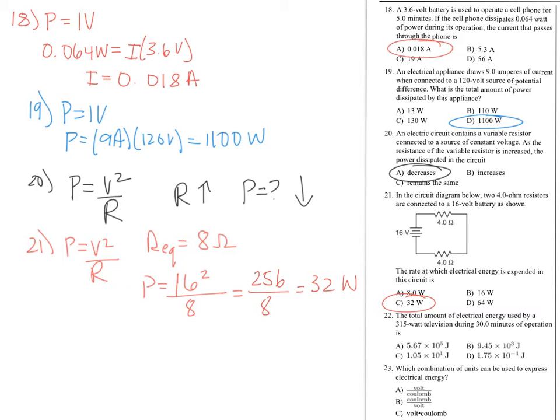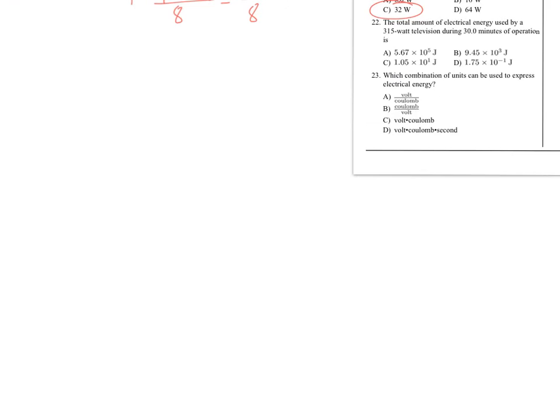And let's move the page down a bit. Alright, we're on number 22. The total amount of electrical energy used by a 315 watt television during 30 minutes of operation. So energy E is equal to power times time. Energy is what we're looking for. Our power is 315 watts, and we have 30 minutes, so we have to convert that to seconds.